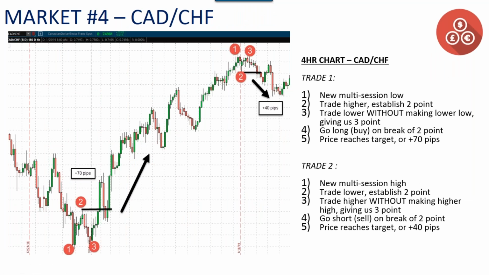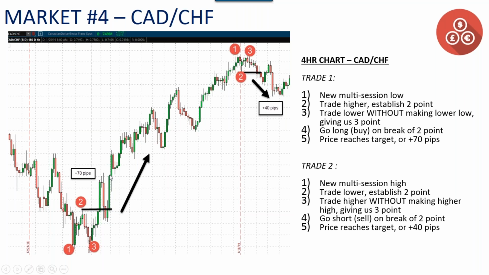Forex traders, 4-hour chart of the CAD Swissy, Canadian dollar versus Swiss franc. Here we have a multi-session low, also have a double bottom, 1, 2, 3. Again, those aggressive traders are getting long on this initial breakout and bust up above the number 2. Or if you wait for that retest or that hook back above, you're getting long here.